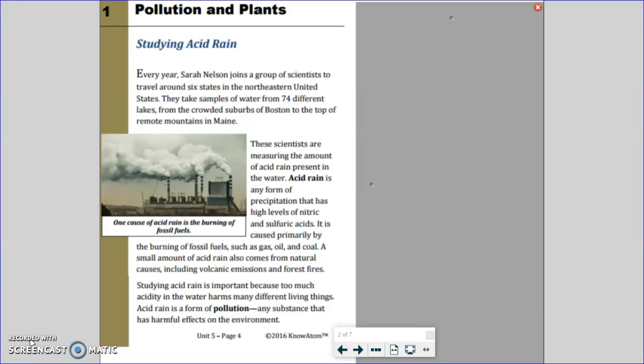Acid rain is any form of precipitation that has high levels of nitric and sulfuric acids. It is caused primarily by the burning of fossil fuels, such as gas, oil, and coal. A small amount of acid rain also comes from natural causes, including volcanic emissions and forest fires. Studying acid rain is important because too much acidity in the water harms many different living things. Acid rain is a form of pollution, any substance that has harmful effects on the environment.